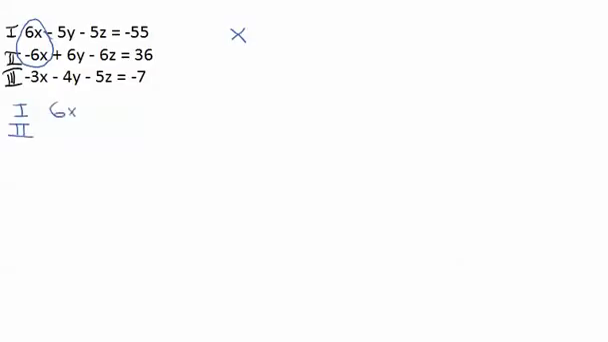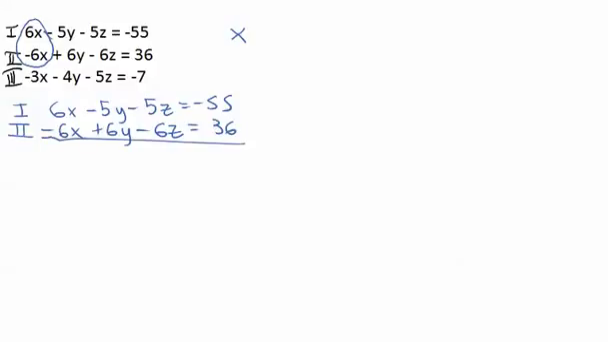Equation 1 is 6x minus 5y minus 5z equals negative 55. And equation 2 is negative 6x plus 6y minus 6z equals 36. Because we already have opposites in front of the x, we can just combine them, giving us 1y minus 11z equals, and a calculator might be helpful as some of these numbers are going to get pretty big on this problem. But this one doesn't. Negative 55 plus 36 is negative 19. And that's going to be my equation A.